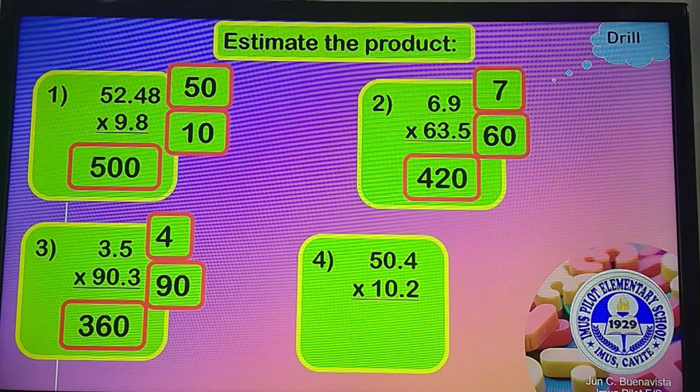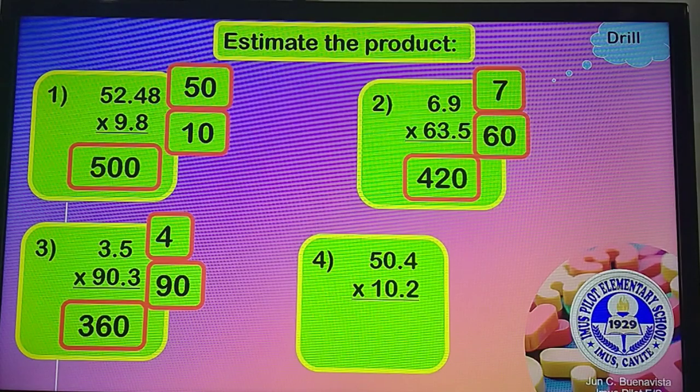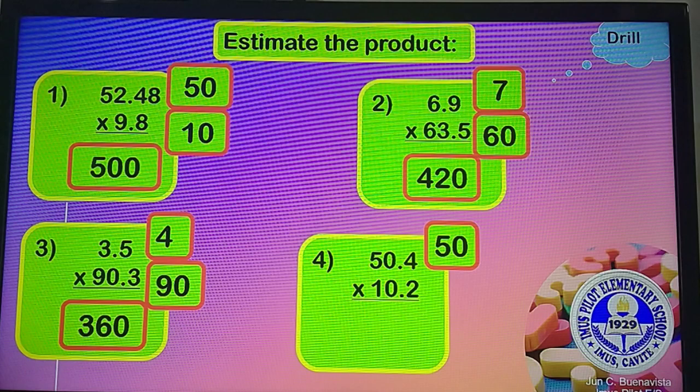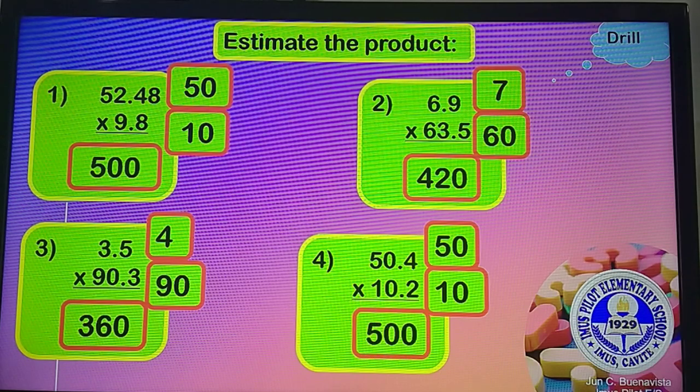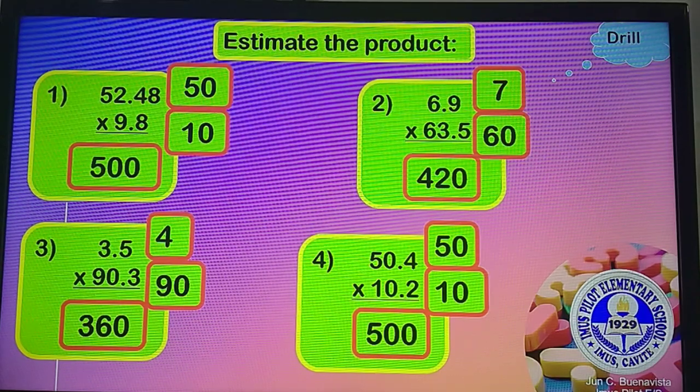Then the last number, we have 50 and 4 tenths, so 50. So it becomes also 50. Then 10 and 2 tenths, 10. The 0 follows the 1, and 4, that is 10. So the answer is 50 times 10 equals 500. So that is how to get the product and to estimate the product of the decimal number.